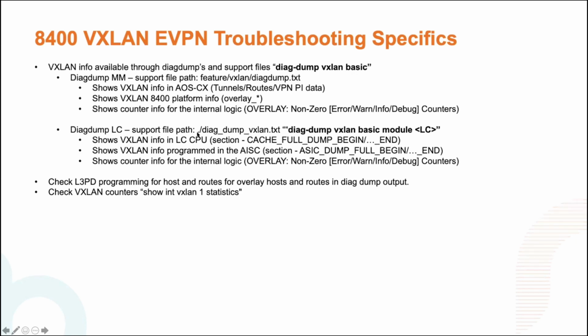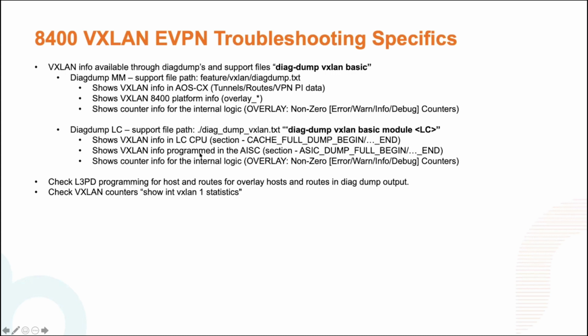This again has information, and these are all PD specific. There is nothing common across platforms on this one. So this will have LC level information and ASIC level information. Dev would need this data when you have an issue, which is why we usually ask for support files, and these are all part of those support files. Again, it has the counters. These counters are the logical counters from the LC.